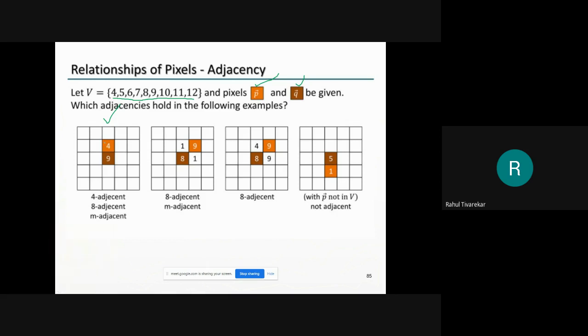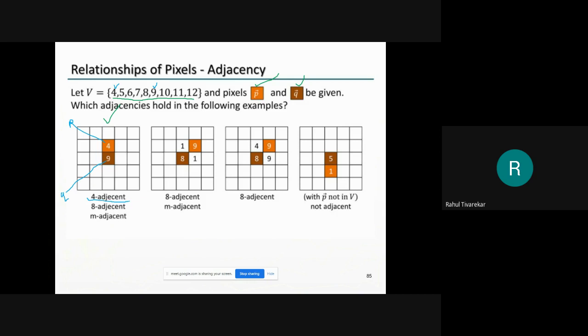Right. This is a pixel P and the brown color is pixel Q. Can you say these are 4-adjacent? They are 4 neighbors of each other. First, they are 4 neighbors of each other, and both the values 4 and 9 are present in the set V. So we can say that P and Q are 4-adjacent.